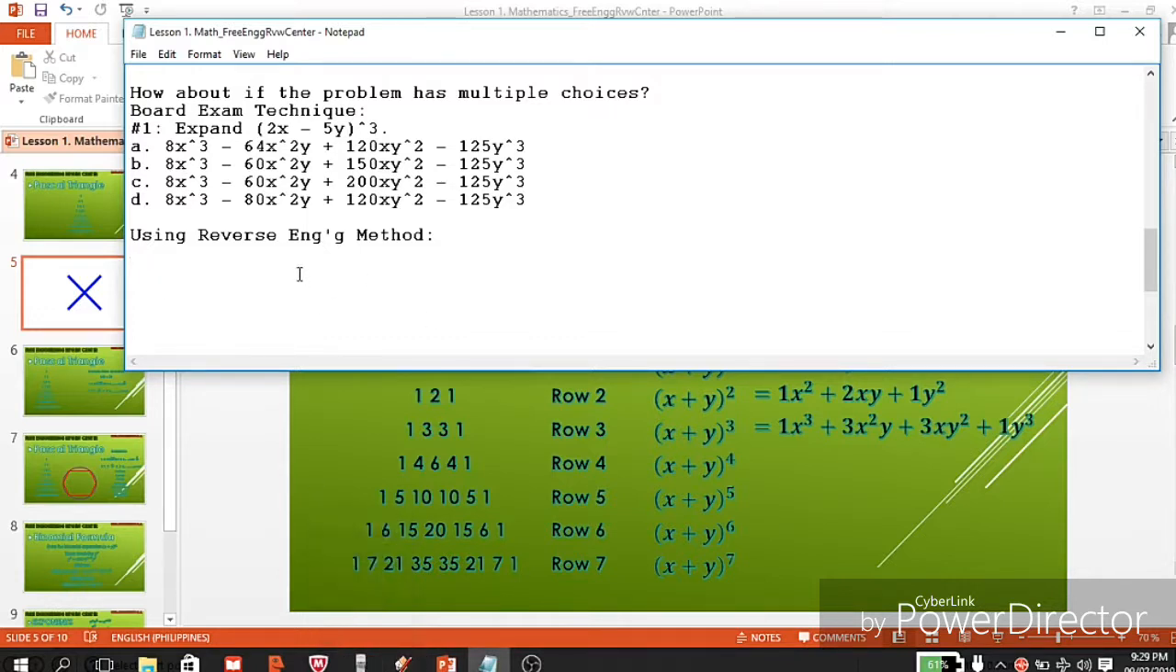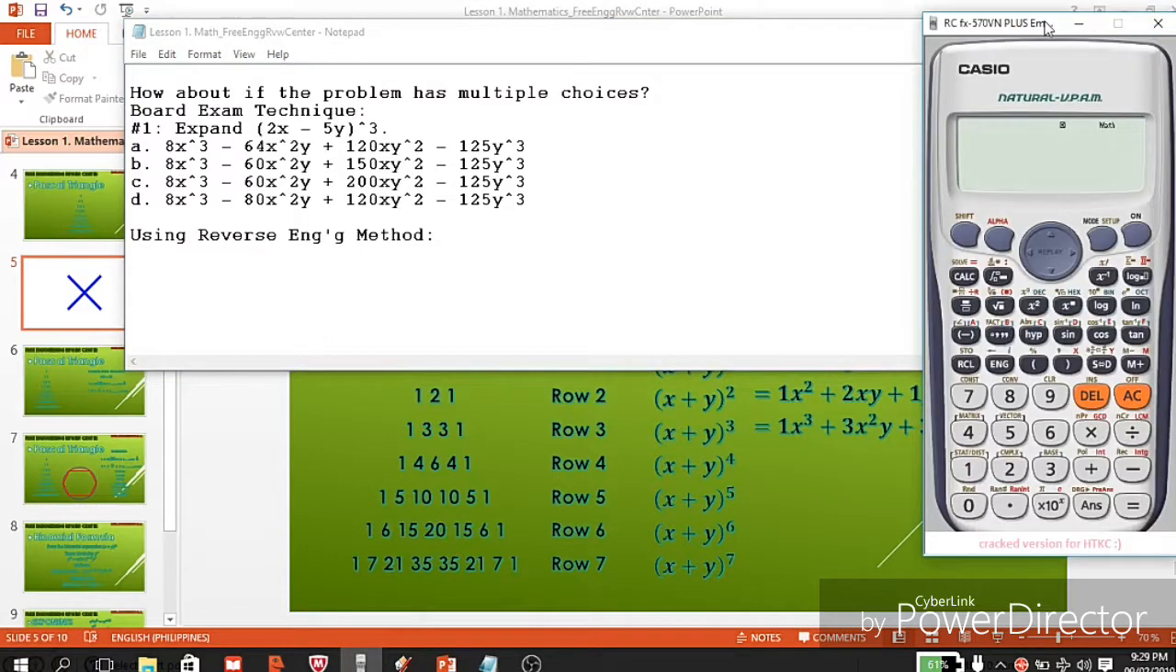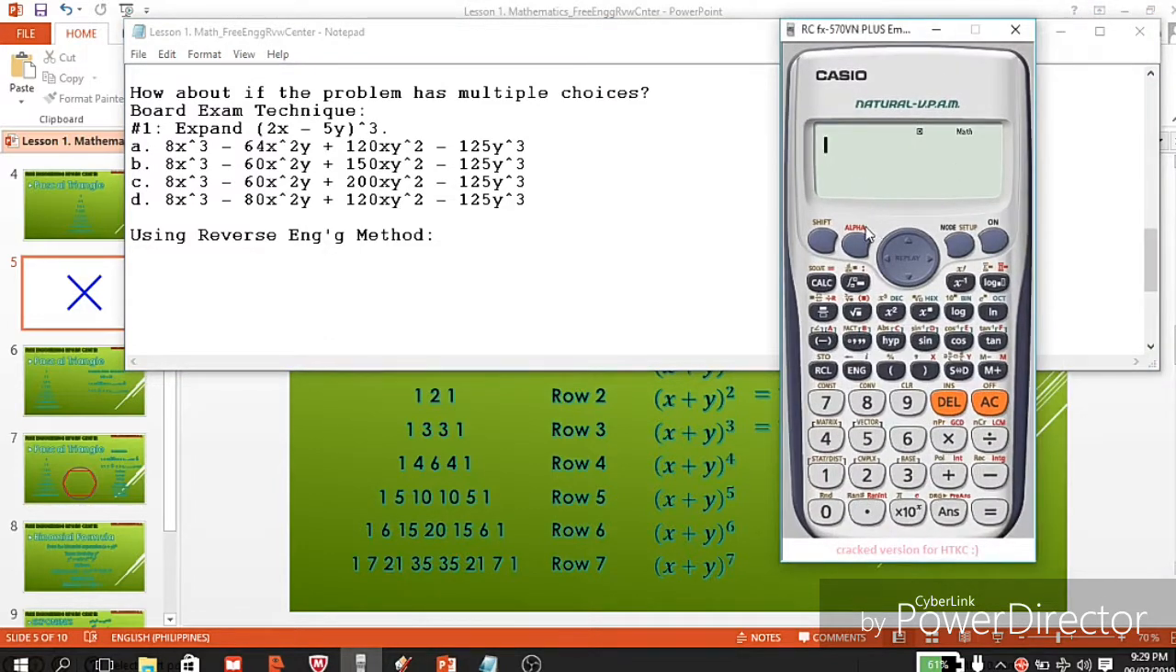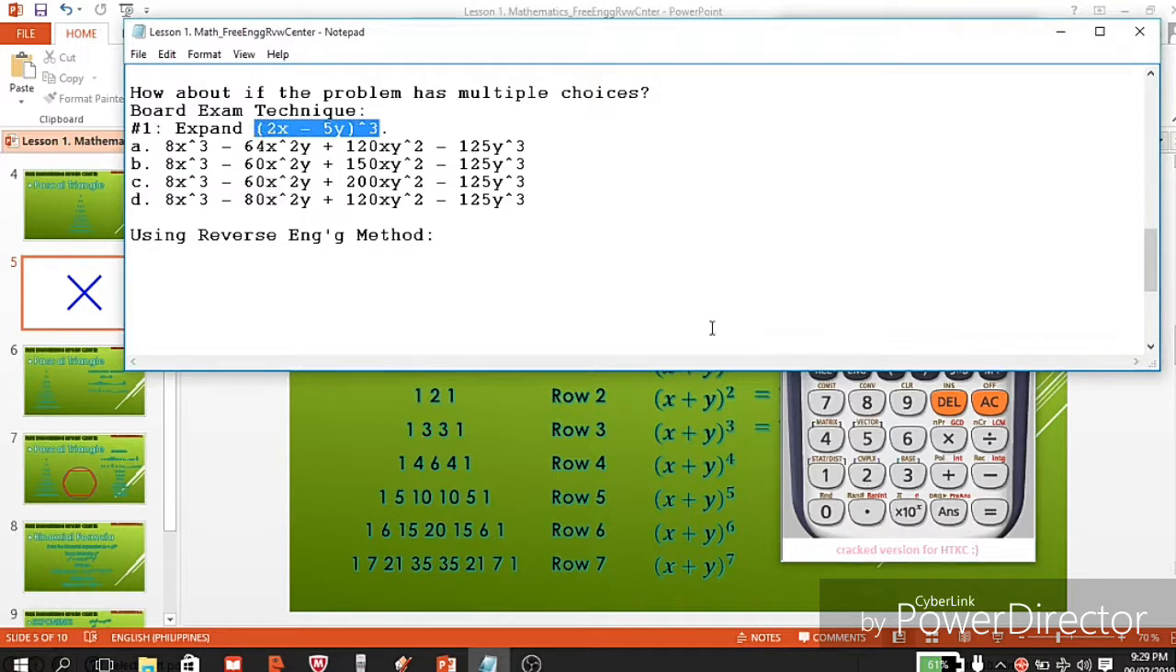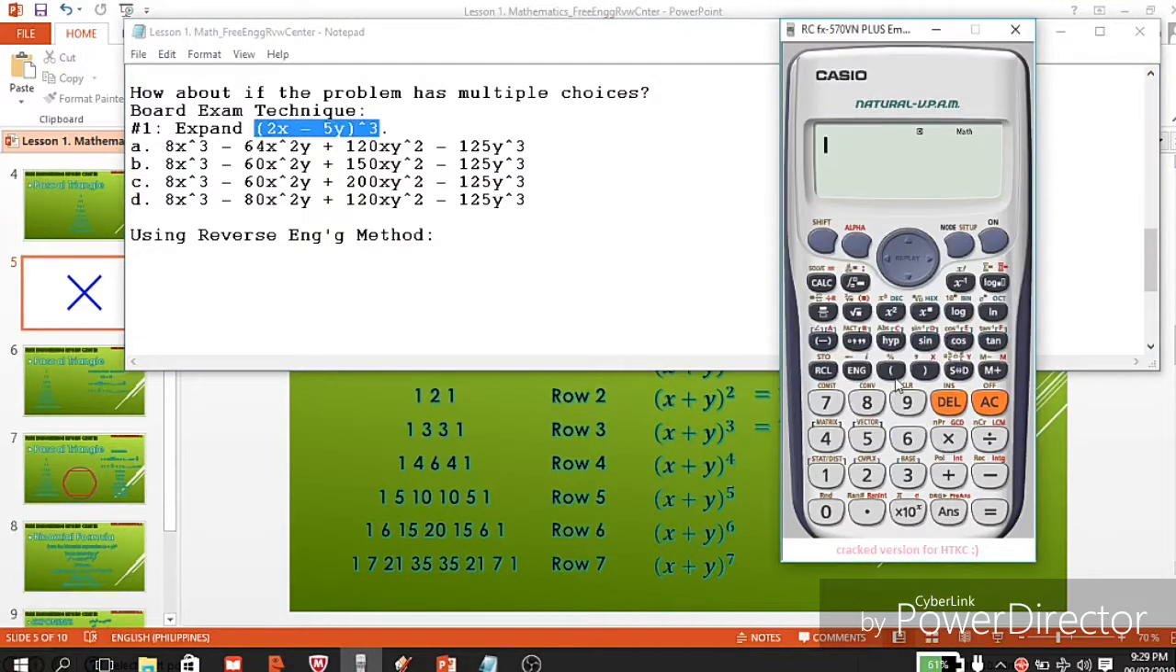So with the help of our calculator, I'm just going to type in the problem. We have (2x - 5y), that is raised to the power of 3. So take note, this is the problem.